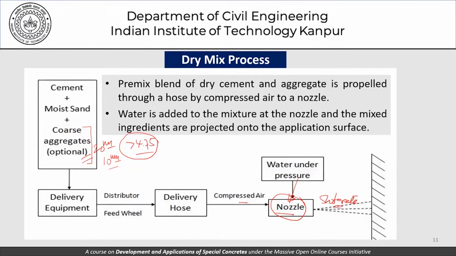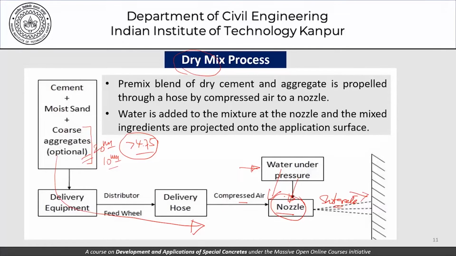So basically the idea is that a pre-mixed blend of dry cement and aggregate is propelled through a hose by compressed air to a nozzle, and water is added to the mixture at the nozzle and mixes the ingredients, and the mixed ingredients are projected onto the application surface. So this fact that water is added at the end and most of this material coming from here is dry is what causes this process to be called the dry mix process. So we are getting dry mix here, adding water here under pressure, and finally shotcreting onto this deposition surface.